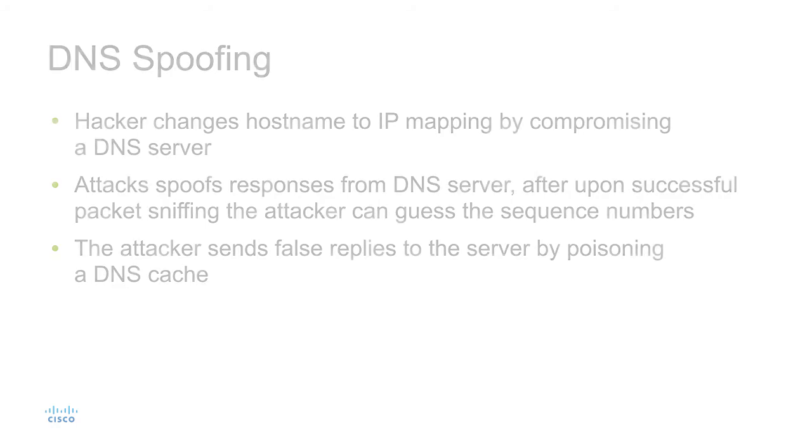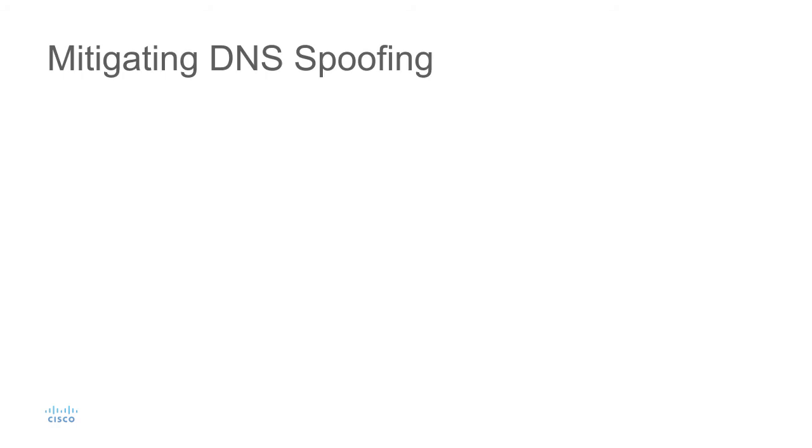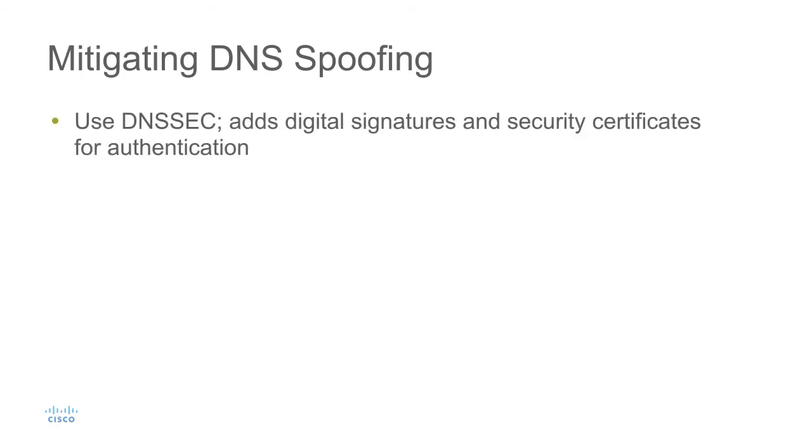spoofing the server, send back replies that are pointing us to the wrong websites. Now we can mitigate this by using something known as DNS security, adding digital certificates and security certificates as well. And again, strong access control inbound on our network to make sure that we're not allowing any addresses to be sourced from the outside that we should not see.